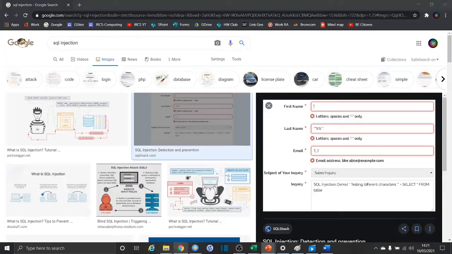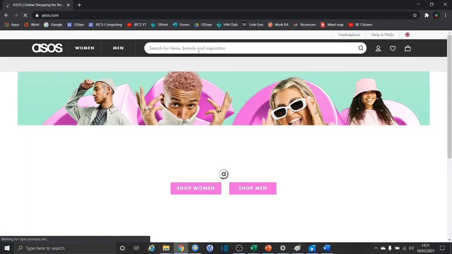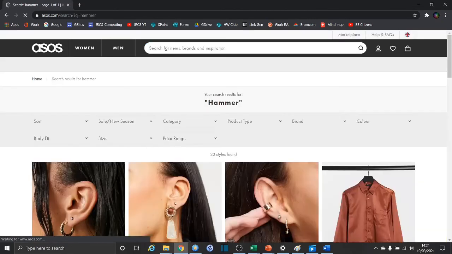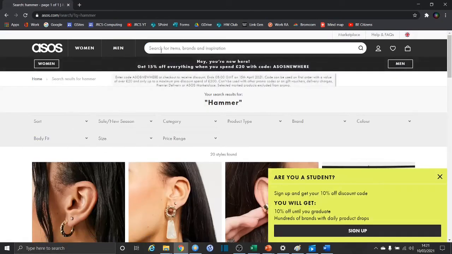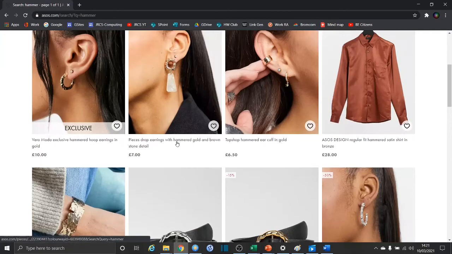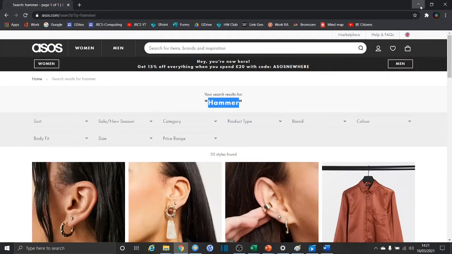So for example, let's go on to a random site, like ASOS or something like this, right? When you search for items on here, like hammer, okay, I don't know why I put hammer on ASOS, but hey, look, there's stuff come up. That is running an SQL query. It's saying select all the data, probably, from table products where description like hammer, or name like hammer. So that the hammer's in the name, okay? And then it's returning all the pictures of anything that's got the word hammer in it. And that is just running an SQL query.